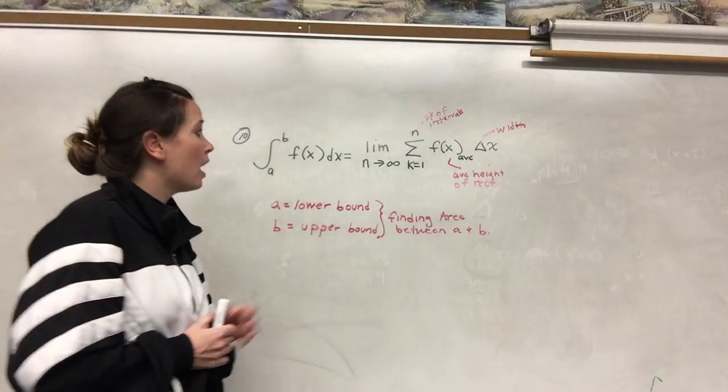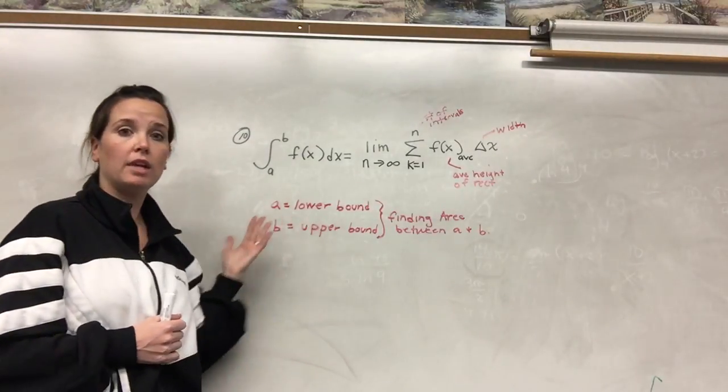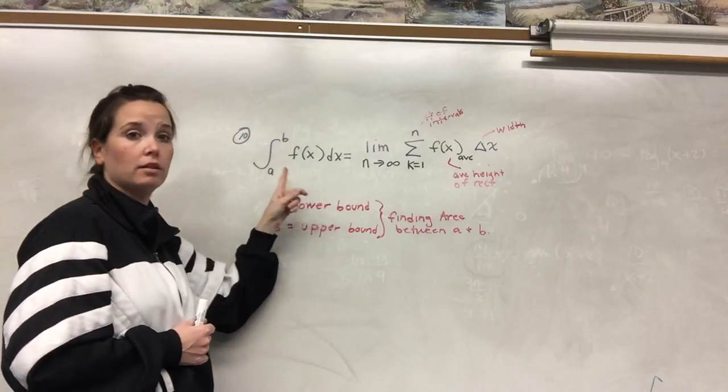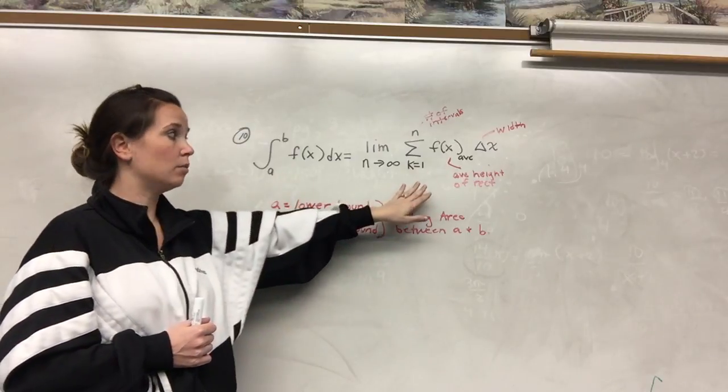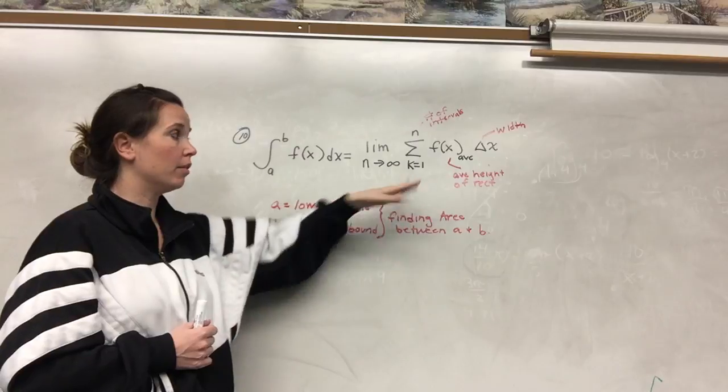So basically, number 10 is linking some notation. This is our next lesson. It's called the definite integral, and this is what we're doing today. This is the limit of the Riemann sum.